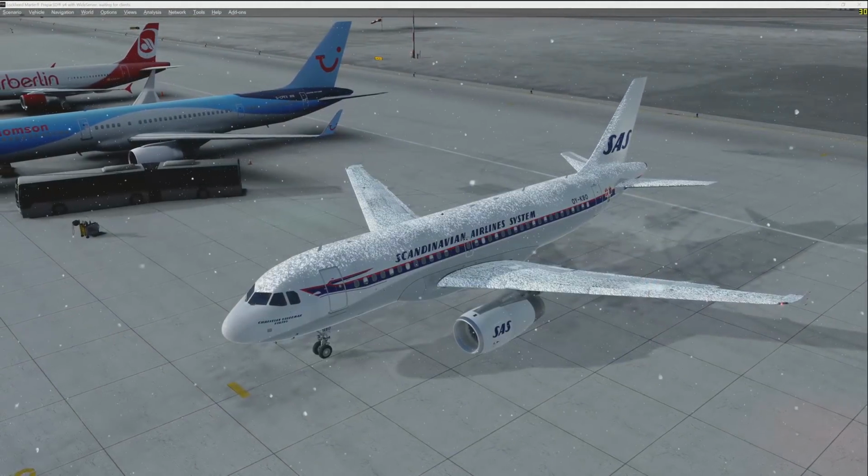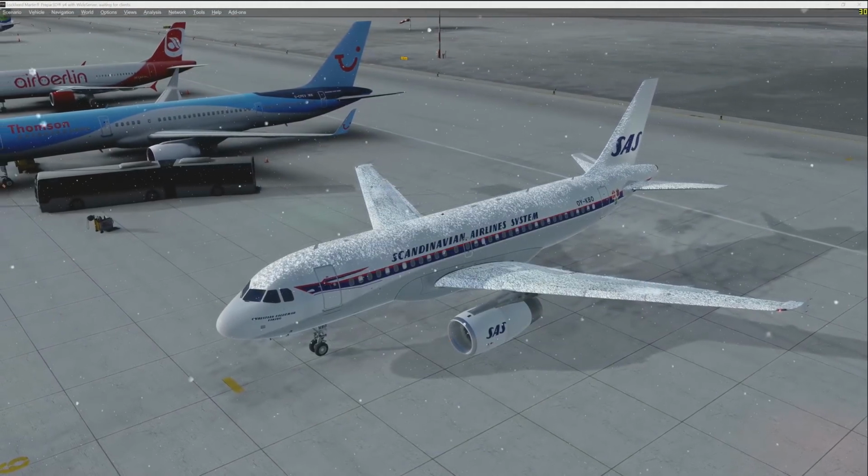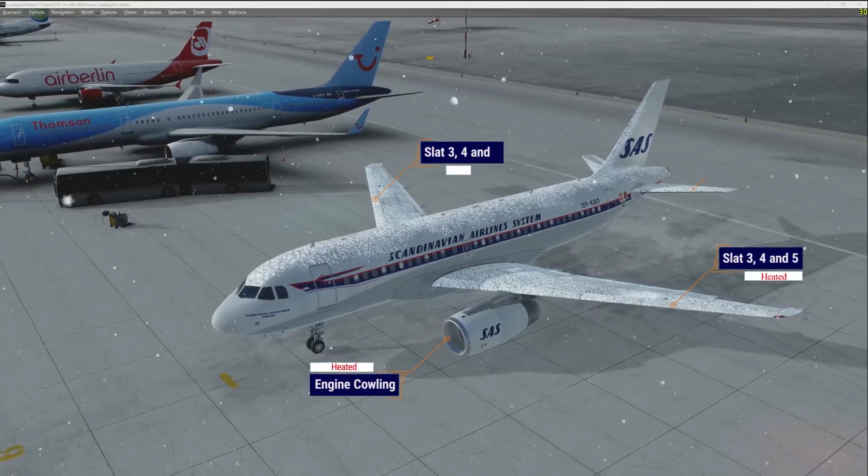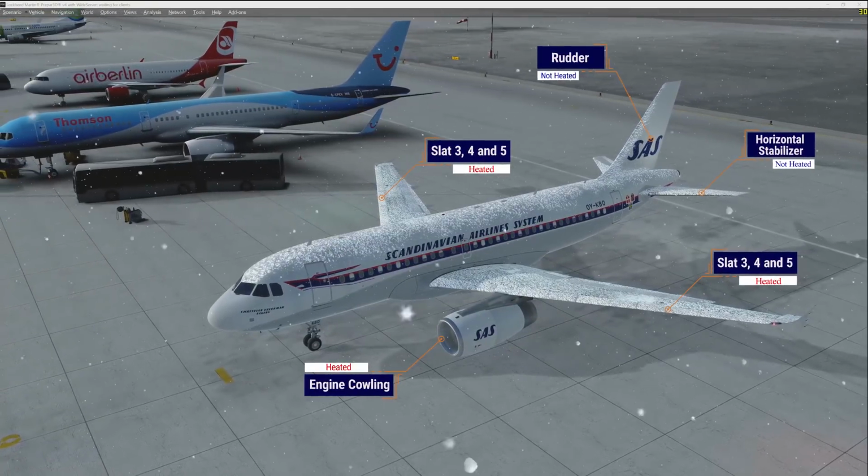Before we jump into the flight deck to have a look at all the controls, here's a quick overview of all the heated and unheated areas of the A320.